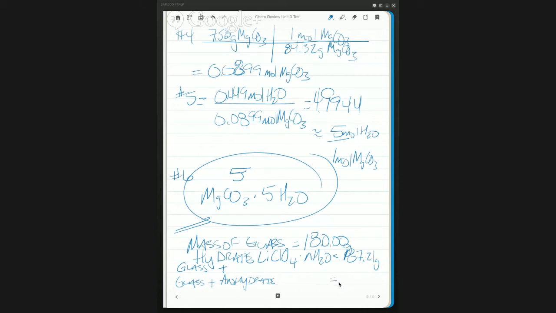Is equal to 184.78 grams. Okay, remember the anhydrate is after, and the hydrate is before. Hopefully that helps you. So you have 3 masses there, 180 grams, that's the mass of just the glass. The 187.21 grams, that's the mass of the lithium perchlorate plus the water. And then at the end, after all the heating, the anhydrate is 184.78 grams.